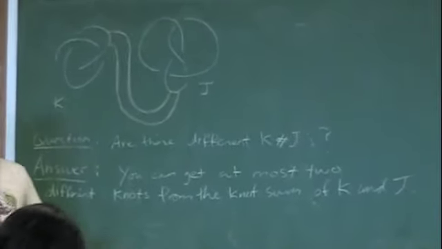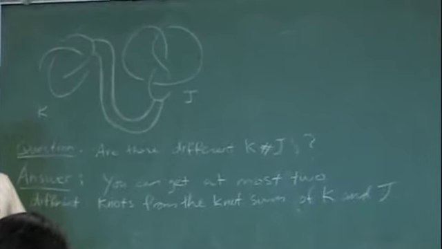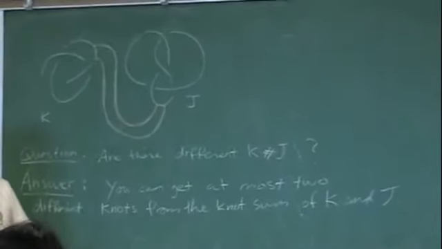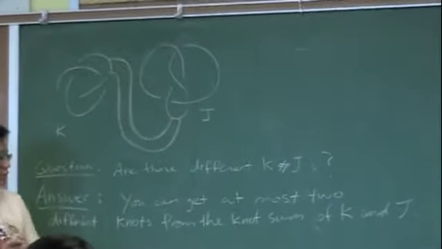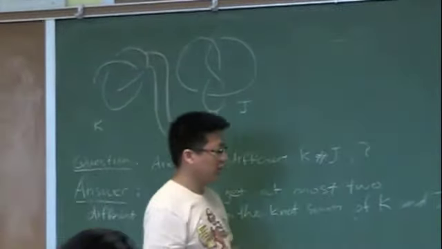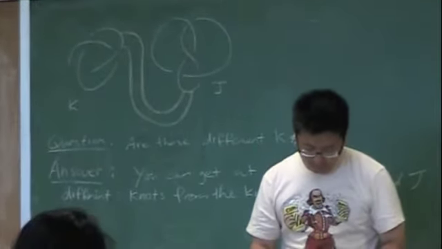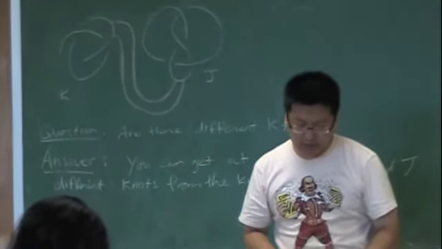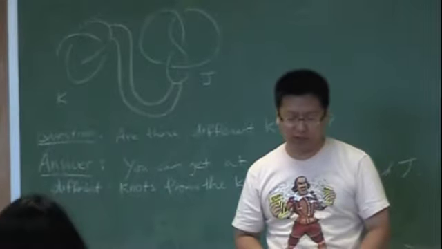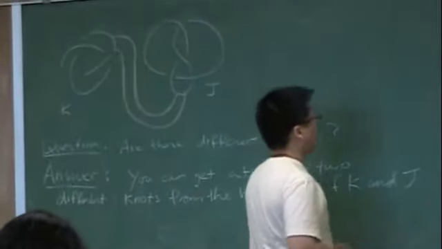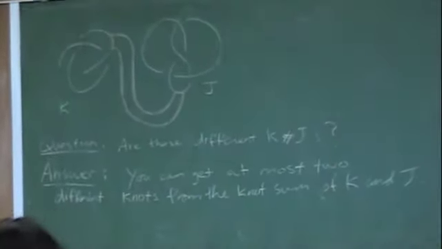Alright, so any questions? So this is 1.2. You should take a look at the rest of 1.2. There's still some stuff about things like invertible or reversible knots and stuff like that. So now that we've talked about knot sum, we can talk about composite and prime knots.